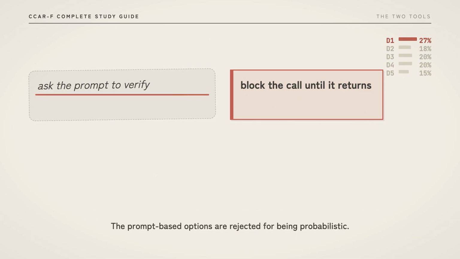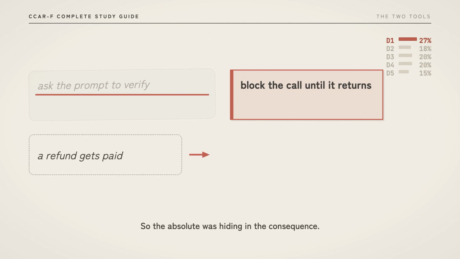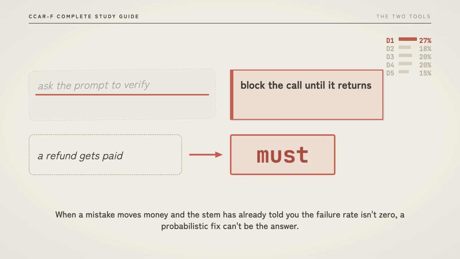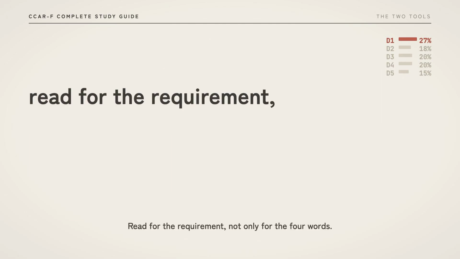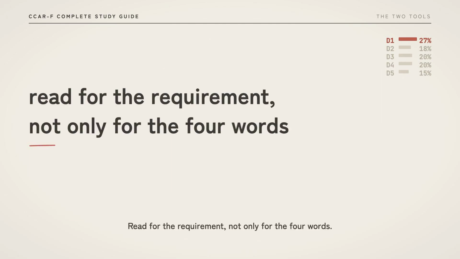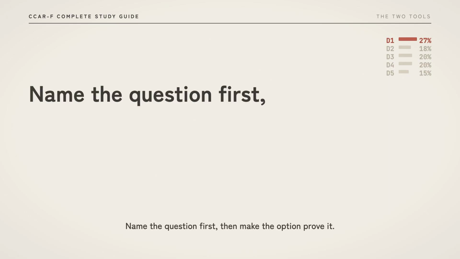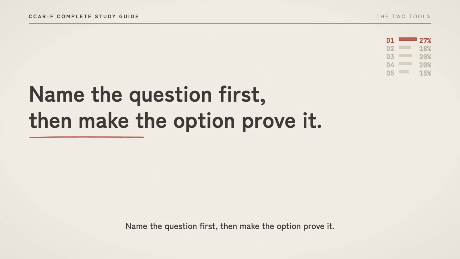The prompt-based options are rejected for being probabilistic, so the absolute was hiding in the consequence. When a mistake moves money and the stem has already told you the failure rate isn't 0, a probabilistic fix can't be the answer. Read for the requirement, not only for the 4 words. Name the question first, then make the option prove it.